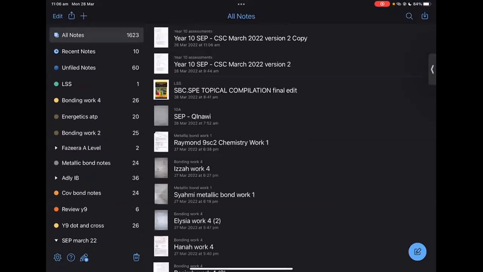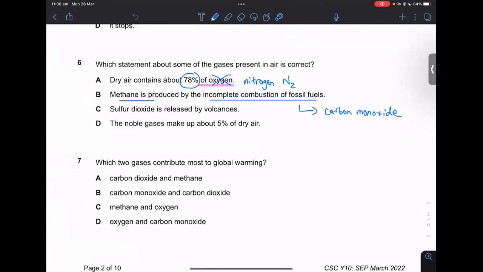Let's go back to the actual thing here. So that thing is definitely wrong. It should be CO, which is carbon monoxide. Then noble gases make up about 5%. That is definitely wrong. It's less than 1%. So less than 1% of carbon dioxide as well as noble gases. So 3 things are wrong. There can only be 1 correct answer there.